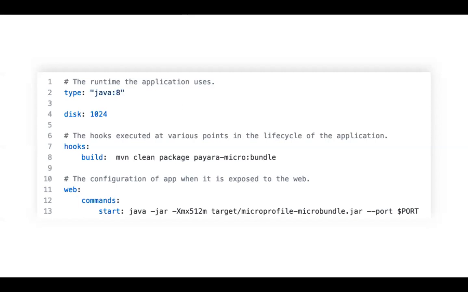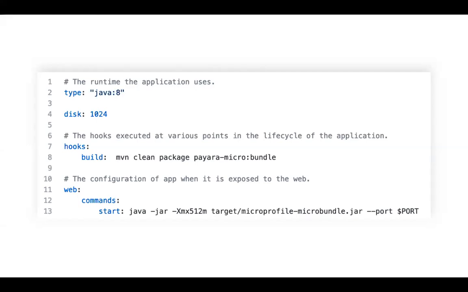And then here we have something different. We have a hooks directive with a build. And this tells us specifically how we want to build the Java code. So the idea is that we commit the Java code, the POM XML, and the platform app YAML file that you're looking at now into Git and push that to Platform.sh.